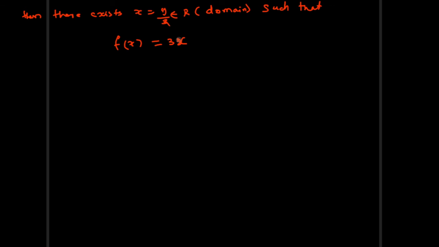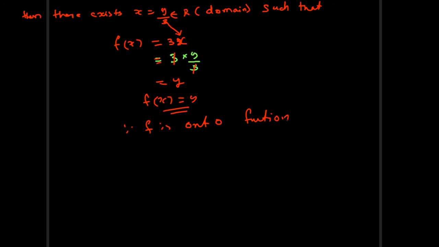Here substitute x. So that is equal to 3 into x, where x is y by 3. Clear? Then this 3 and 3 you can cancel, that is equal to y. So f of x equals y. So f is onto, you can write f of x equals y. Therefore f is onto function.